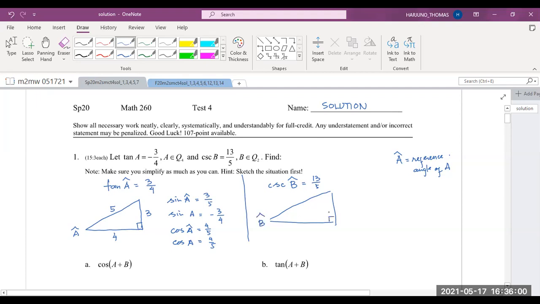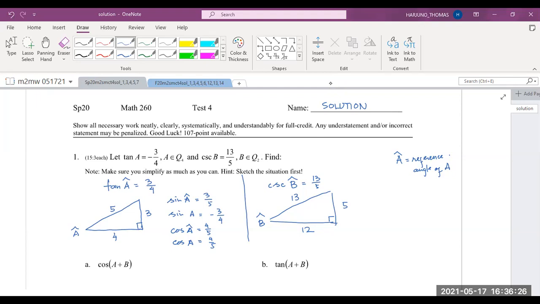Does it make sense? Okay, cosecant B hat is 13 over 5. Cosecant is the reciprocal of sine, so this is 13, this is 5, this must be 12. Then their hypotenuse is still 5. That's right, their hypotenuse is still 5.